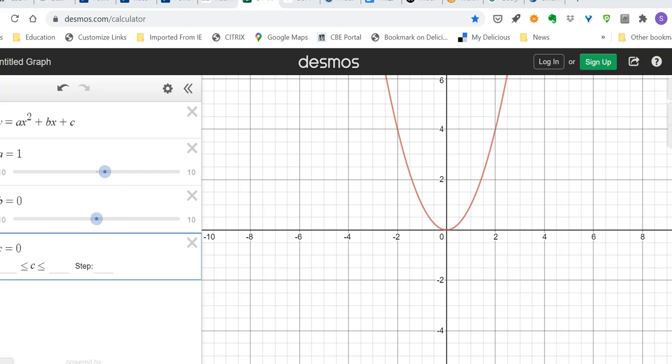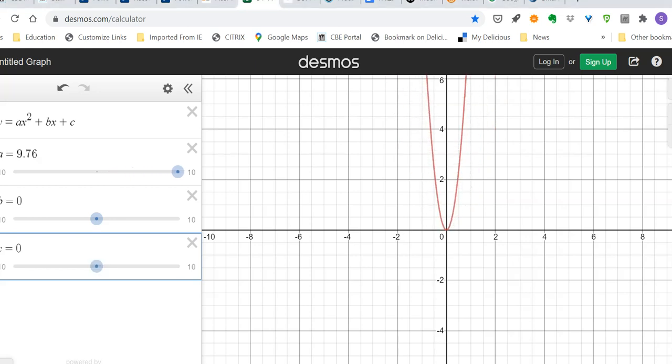I'm going to change one of these at a time. So I'm going to press play on A. So what's happening? Yeah. So there's a stretch going on, right? It's a vertical stretch about the x-axis by a factor of whatever the value of a is. But what happens if a is negative? It opens down. If a is positive, it opens up.